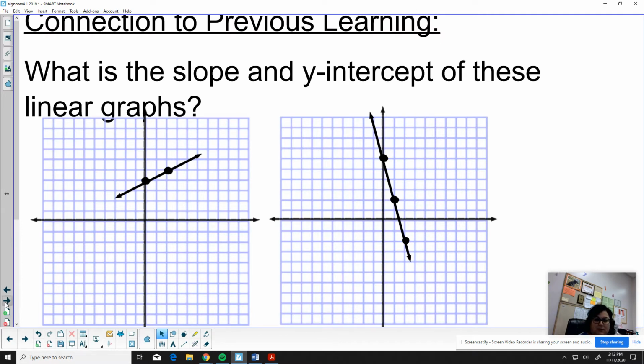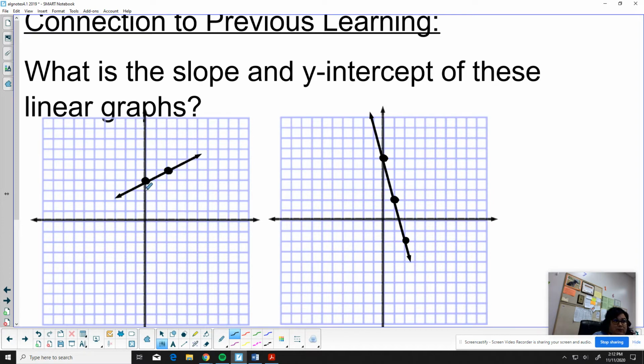All right, so the question says, what is the slope and what is the y-intercept for each graph? So this is from chapter 3. We just finished testing over that. If you haven't taken that test, you need to take it, because right now it's in there as a 0 if you haven't taken it.